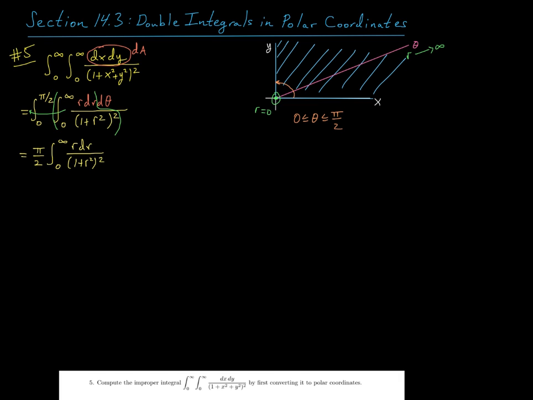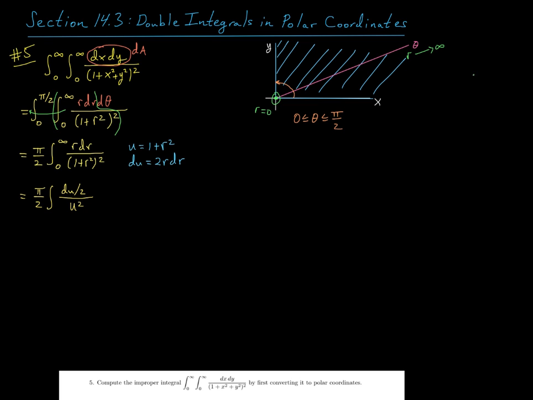As far as computing this integral now, substitution is going to be the way to go, because if you notice the derivative of 1 plus r squared is 2r, and so r dr up there is going to be du over 2. Okay, so now we're going to get pi over 2. The r dr would become du over 2. We're dividing that then by 1 plus r squared. Well, that's just u, and that's squared.